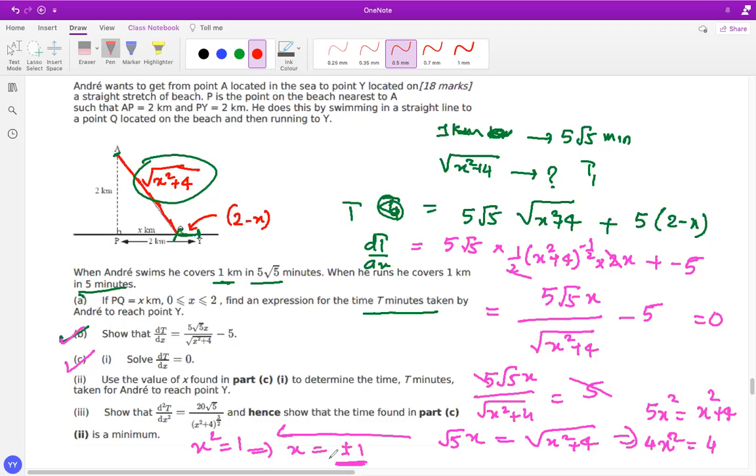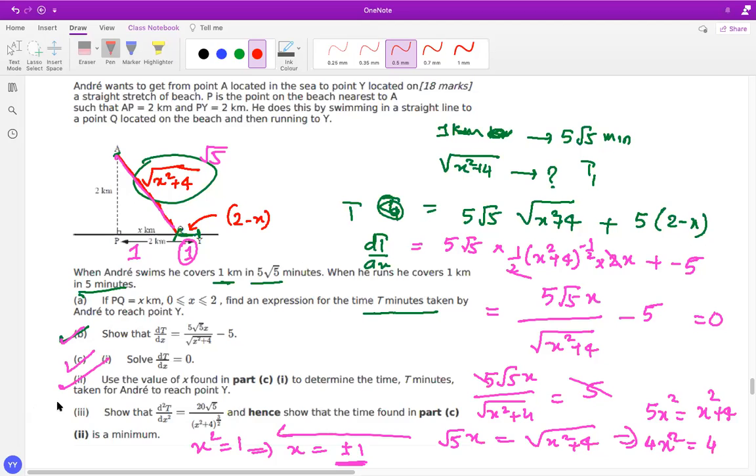As you know, the distance can't be negative. That's why you take x as plus 1. If I take x as plus 1, it means that the person has to swim a distance of square root of 5 and run 1 kilometer. So this is how you do this.